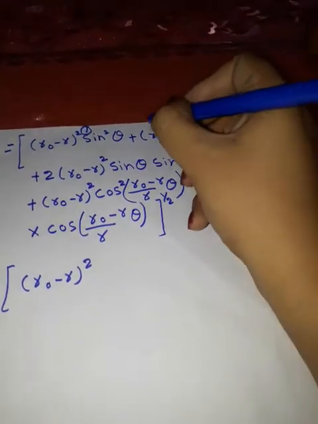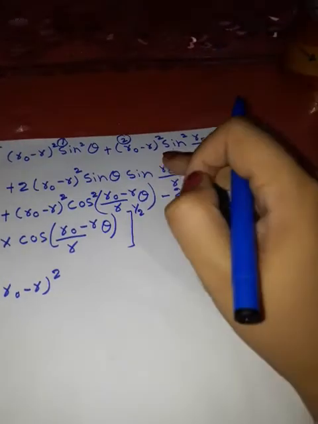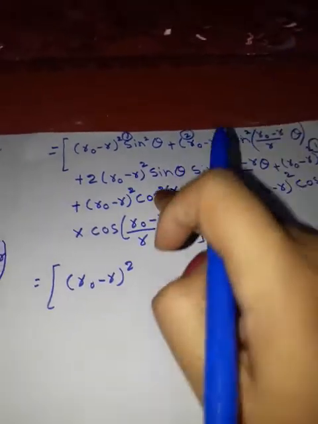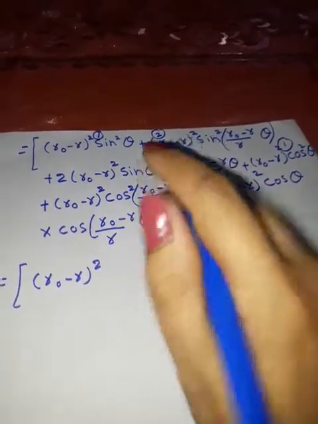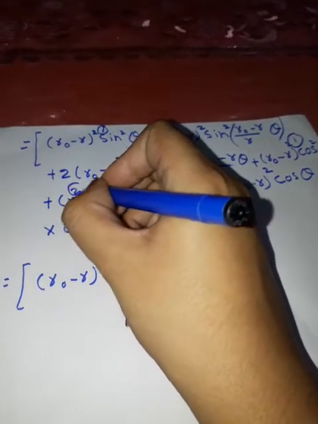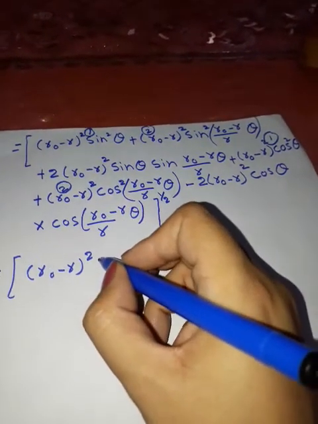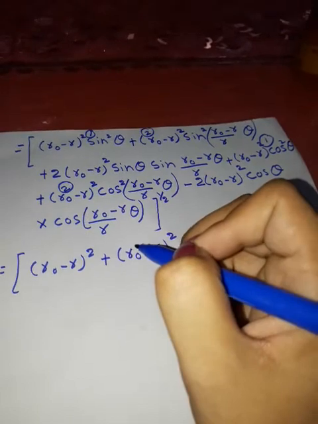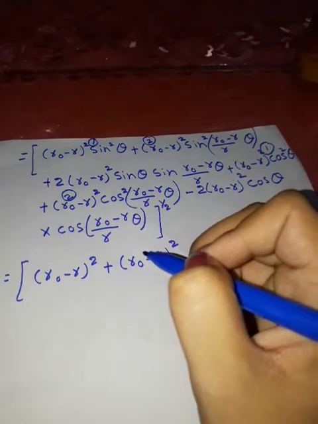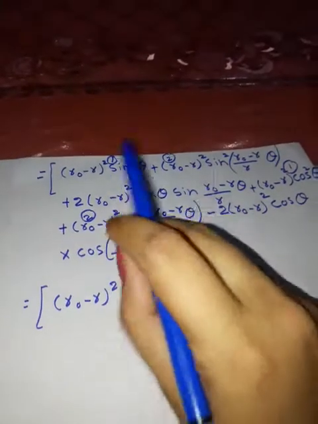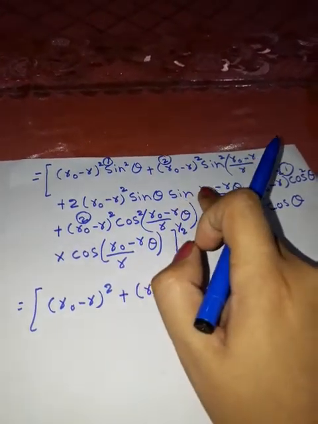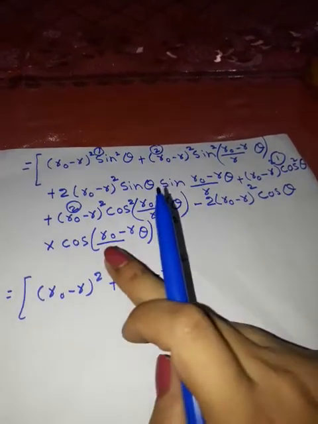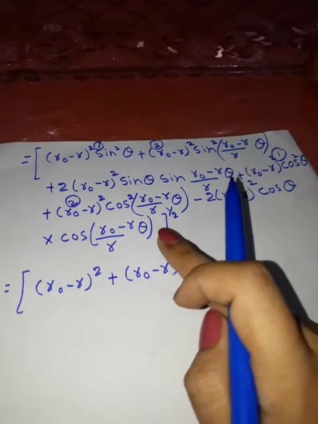Now here I am calling it term 2. Here is sin square, and here is cos square. So I am combining these two terms. So what I have is plus r naught minus r whole square. Here is sin theta, sin of r naught minus r divided by r theta. Here is cos theta, cos of r naught minus r divided by r theta.